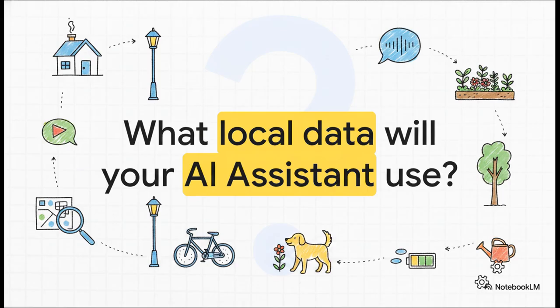Now, I want to leave you with one final thought to chew on. Look around your own street. Look at your own town. What are the hidden gems? What are the sights, the sounds, the specific greetings that truly define your home? What unique local data will your AI assistant use to welcome someone to your neighborhood? The tools are literally right in front of you. Now it's time to start building.